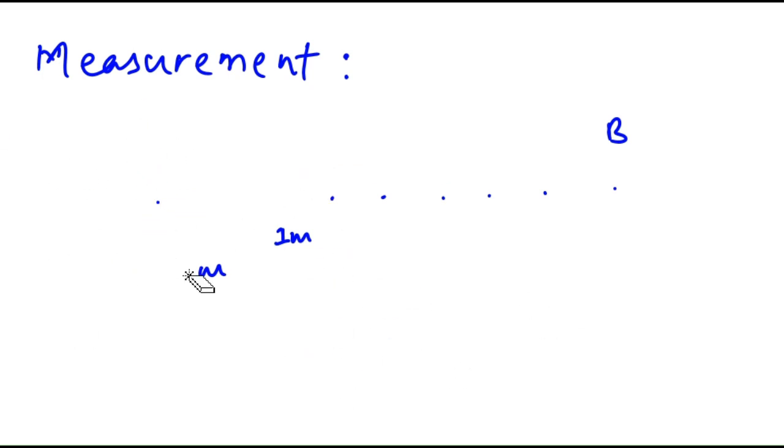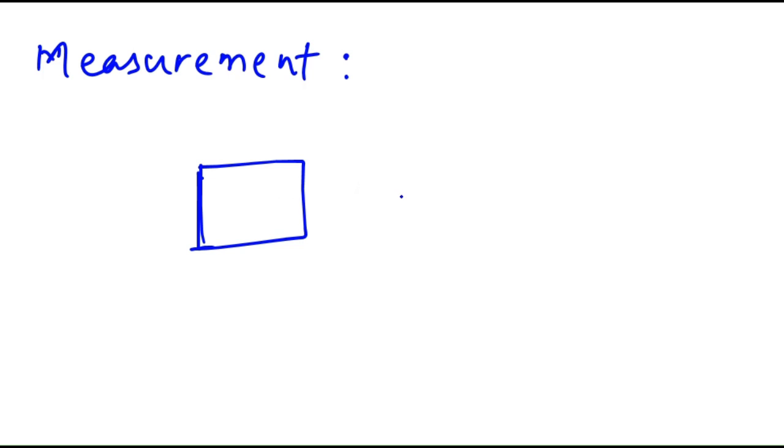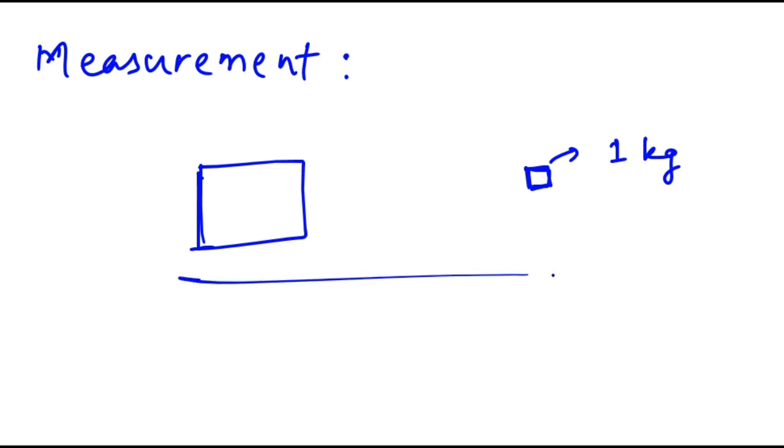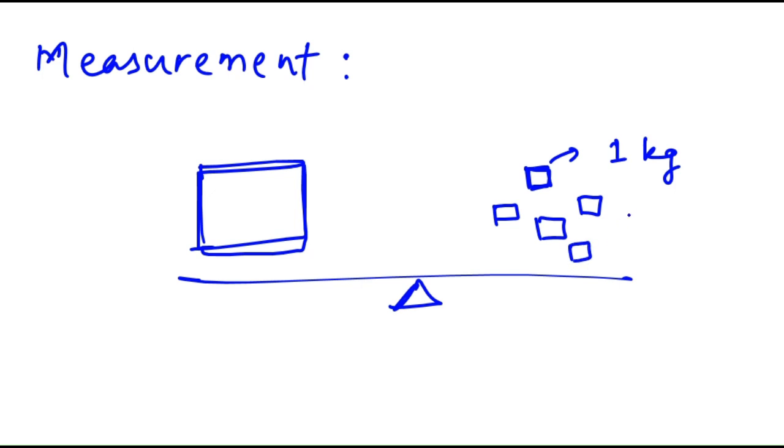Okay, let's say we have a box and we want to measure its mass. So, mass of the box, and we have some standard mass here, and we call this mass to be 1 kg. And we started comparing these two masses. So, one box has mass equal to, let's say, 5 such standard boxes. So we can say, okay, mass of this box is 5 kg. This is a kind of comparison.